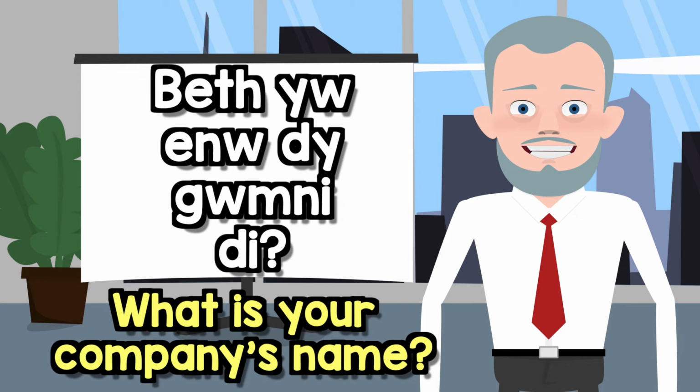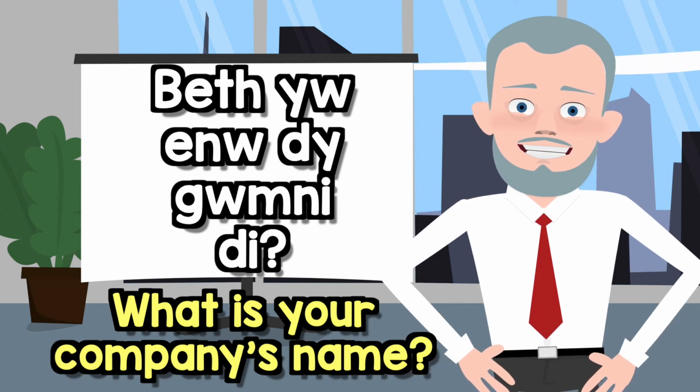Notice the difference between the English word order, your company's name, and the Welsh word order. Enw dy gwmni di, the name of your company. Wrth gwrs, of course, dyn ni'n gallu defnyddio'r un patrwm gyda chwestiynau eraill. We can use the same pattern for other questions.